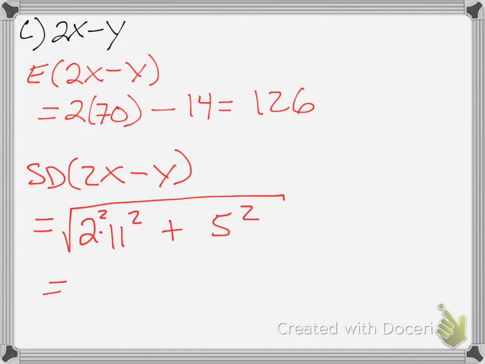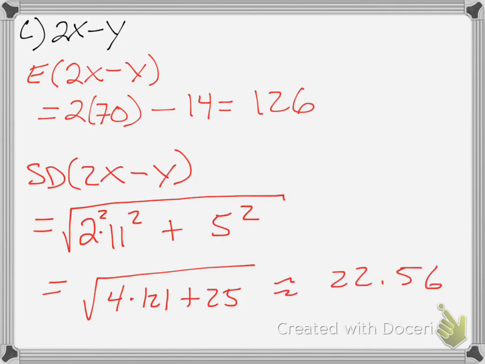And then we can calculate that out. So we end up with 4 times 121 plus 25, the square root of all that. And that gives us approximately 22.56. One of the big things in there is that you need to know that whenever we're multiplying by a scalar, in our standard deviation, we need to square that scalar as well. Okay, and we'll do a couple examples, and you'll see what happens when we don't need to.